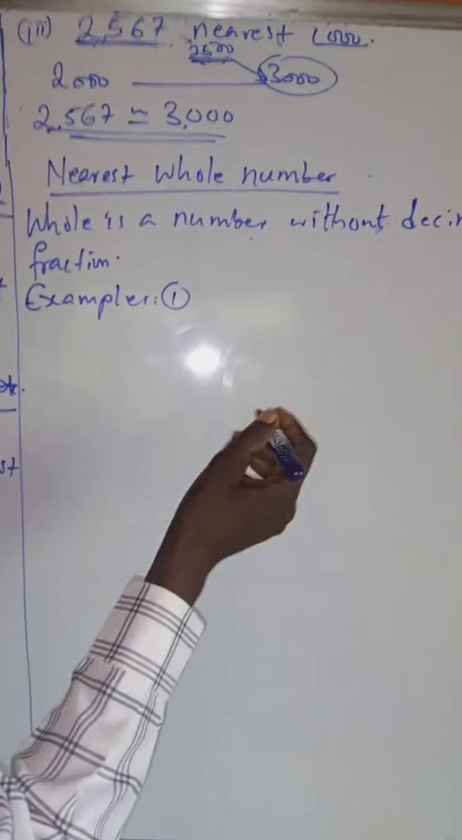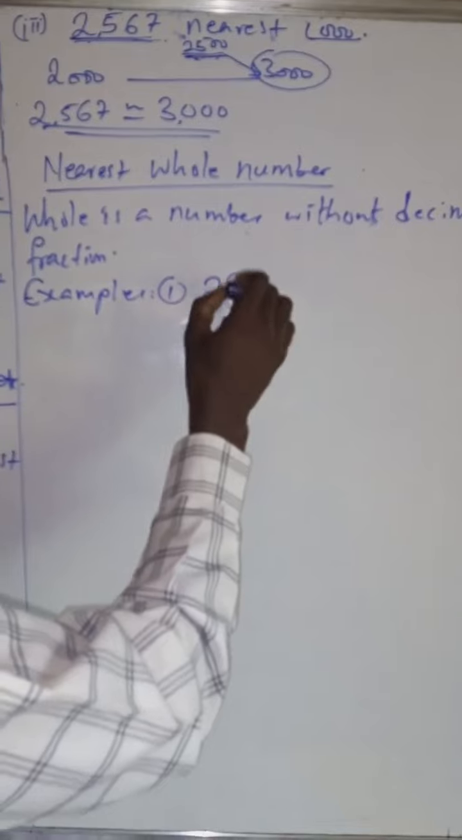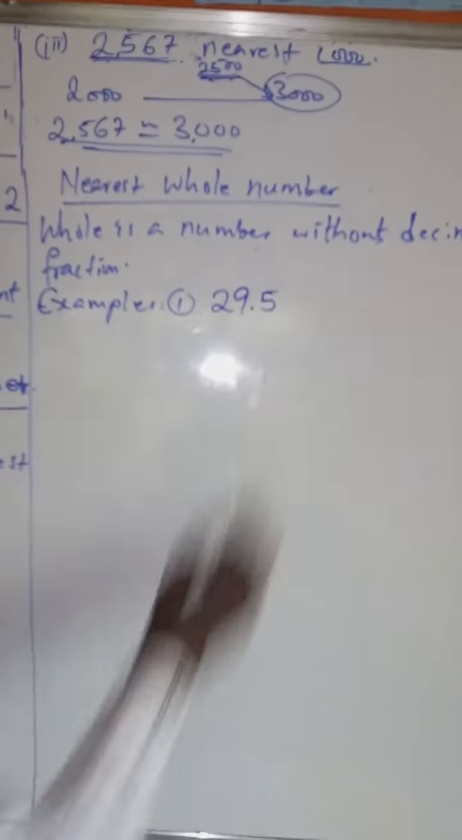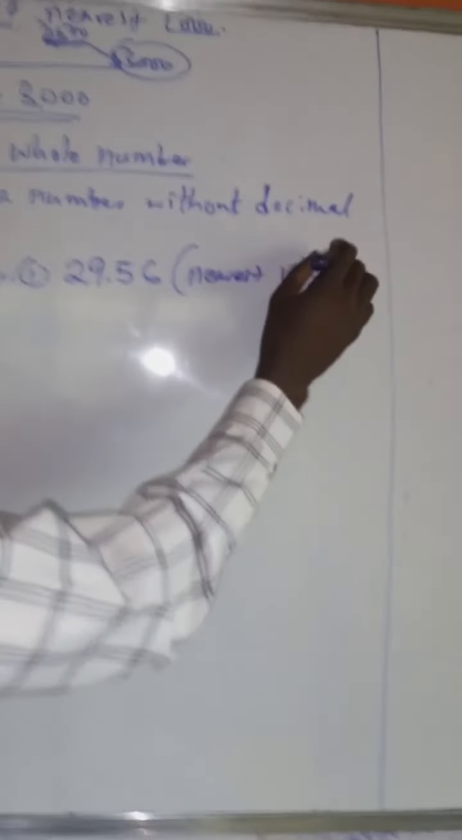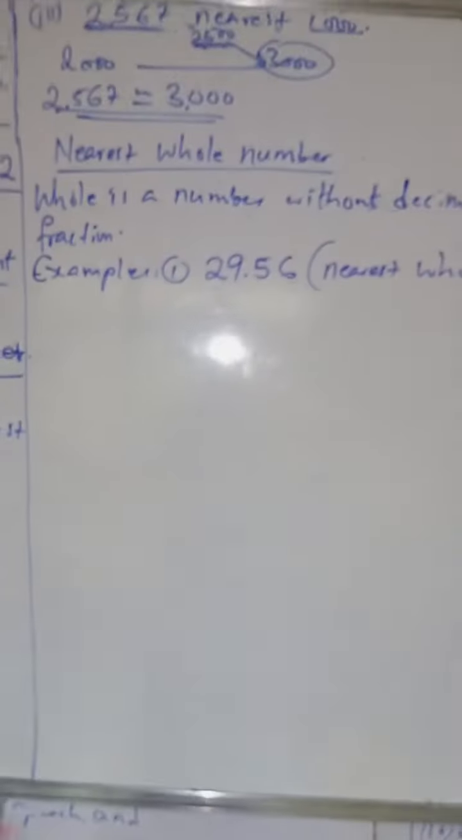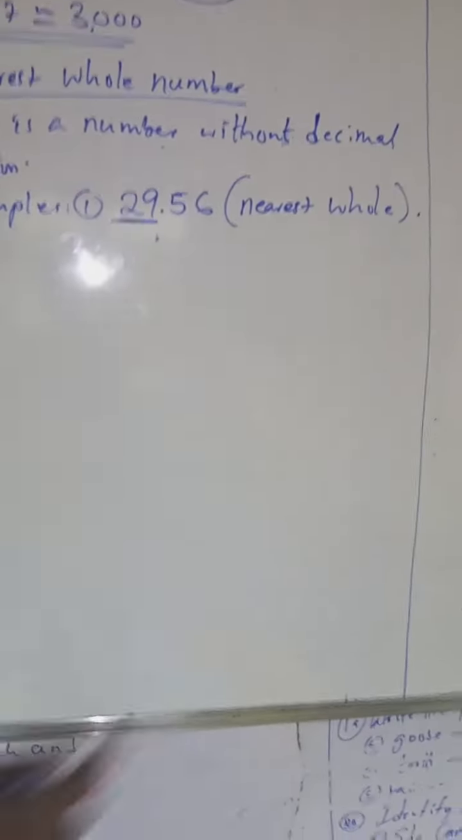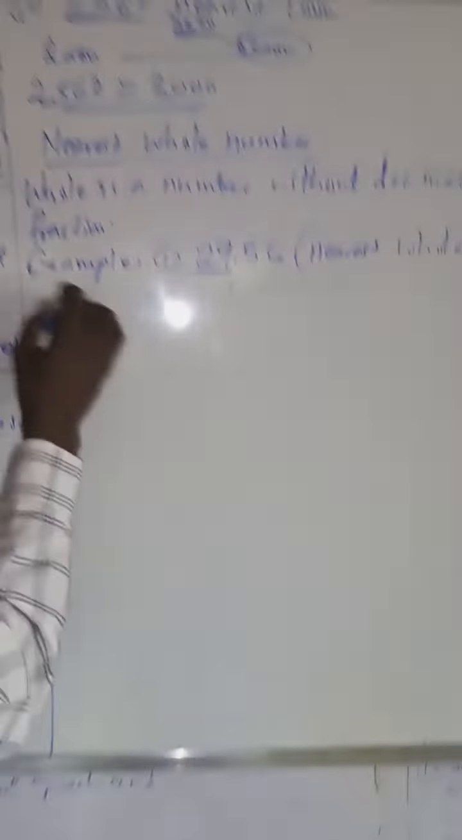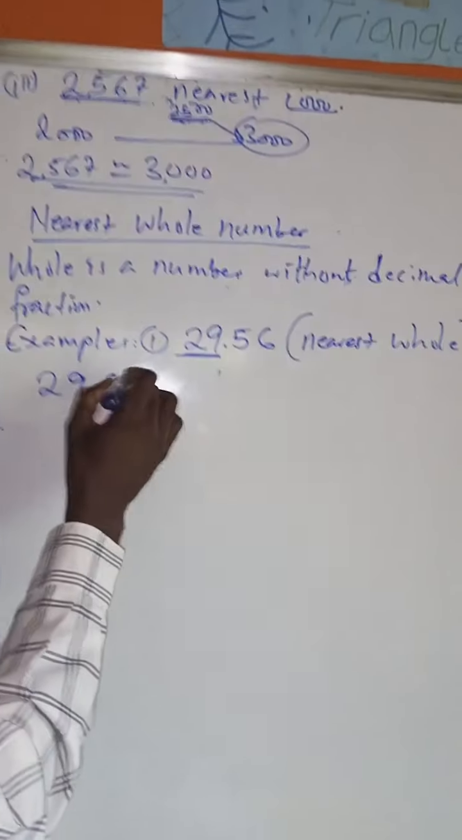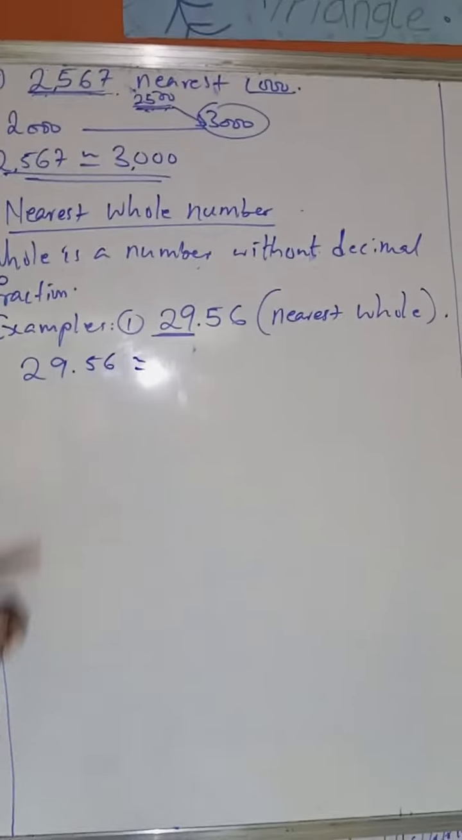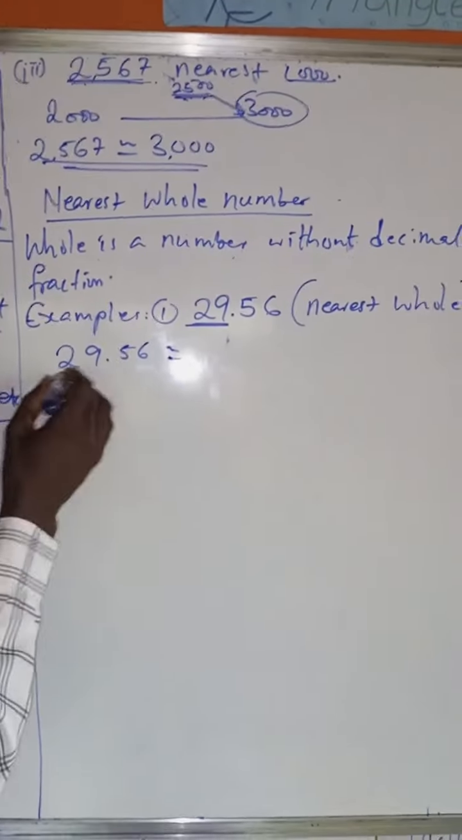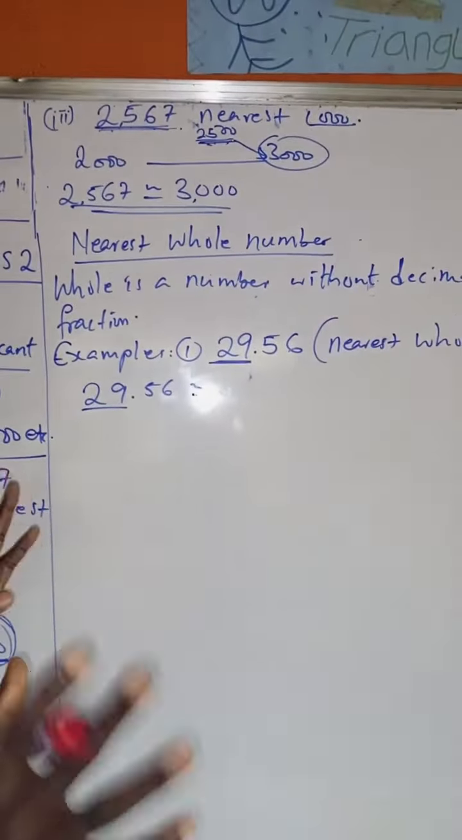For instance, you are given 29.56. You now say you should change to the nearest whole. That is, make this number whole. A whole number is the number before the decimal. So this number now, 29.56, will be approximated equal to, this is what I need, the one before the decimal.